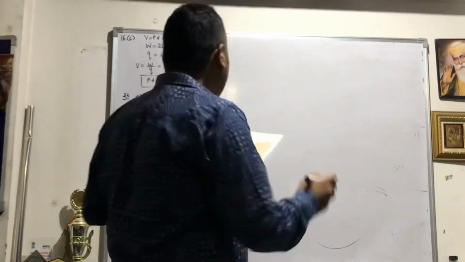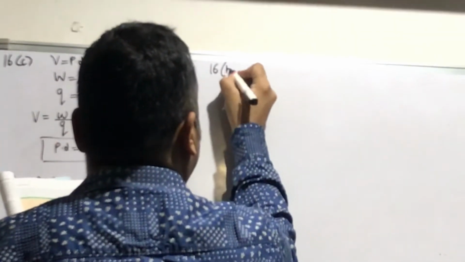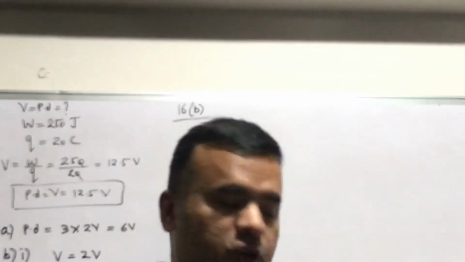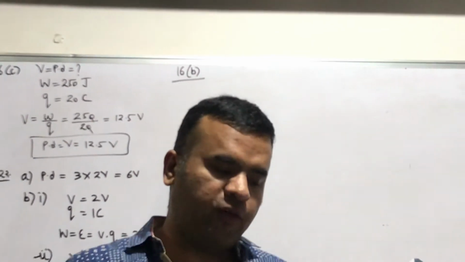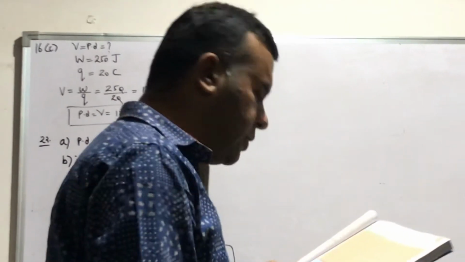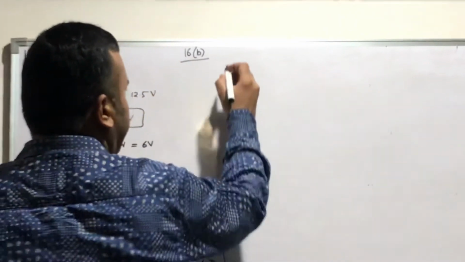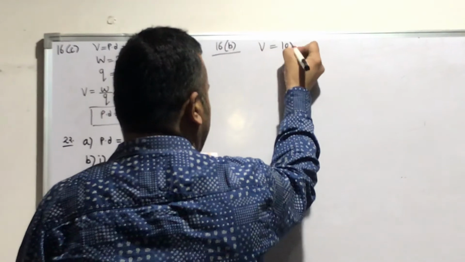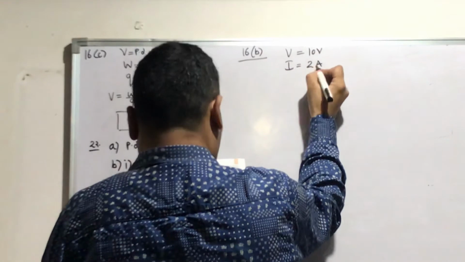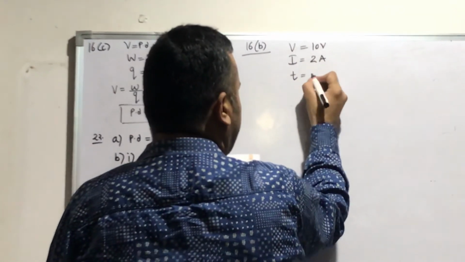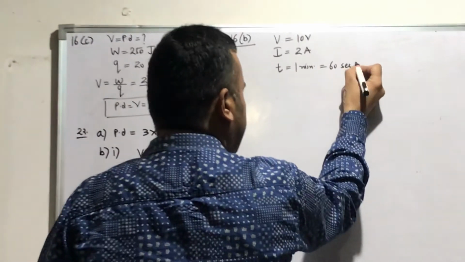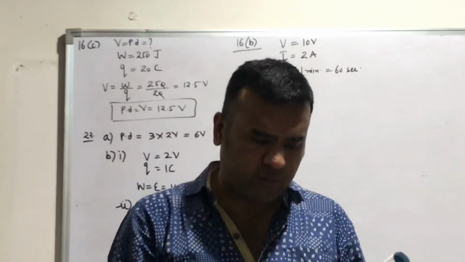16th question, B part. If a potential difference of 10 volts causes a current of 2 ampere to flow for 1 minute, how much energy is transferred? Right? This is the question. Potential difference, that is voltage, is given to you, 10 volts, current is given to you, 2 ampere, and time is given to you, 1 minute. You know 1 minute is equal to how many seconds? Because time should always be in seconds. 60 seconds, right?